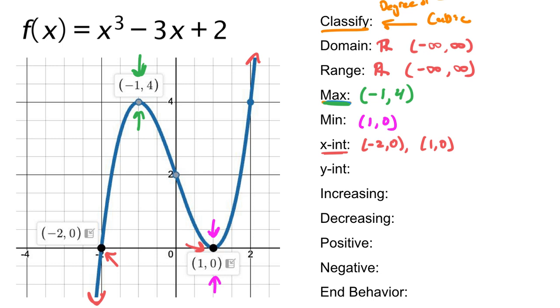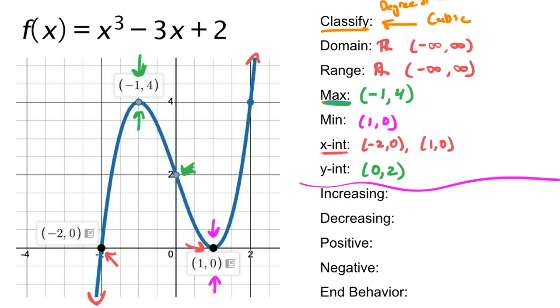What about the y-intercept? Well, the y-axis goes up and down. So that point right there crosses the y-axis. That's the point 0, 2. So far, those things you should be okay with. You should have been able to do those without any issue. Those are just looking at the graph and identifying them.